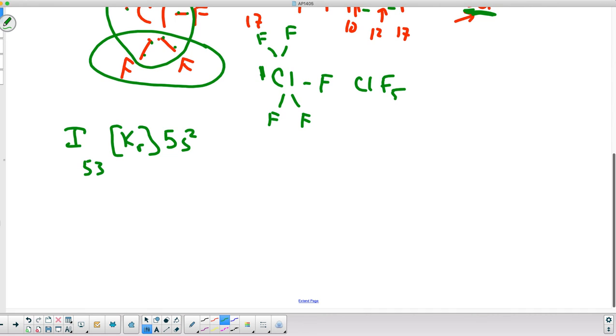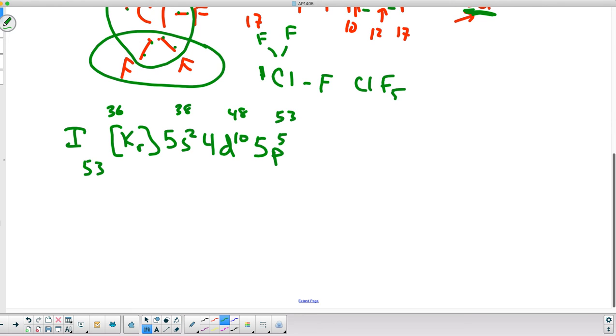5s2 goes to 4d10. So first of all, krypton is 36 electrons, so with 5s2 there's 38 electrons. This would be 48 electrons after 4d10. After 4d10 goes 5p6, except 5p6 would be 54 electrons, and that's xenon, so that's not it. It's one less, so it's 5p5, like that. And that's how I get 53 electrons.